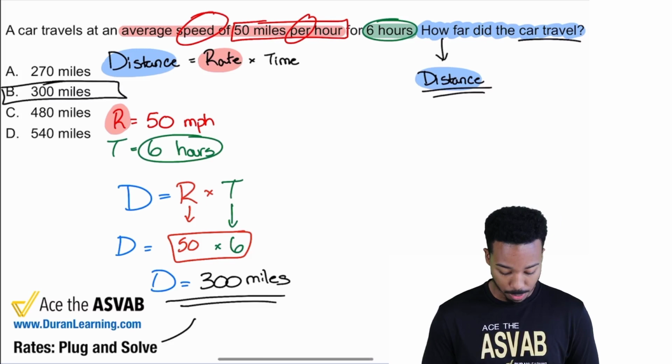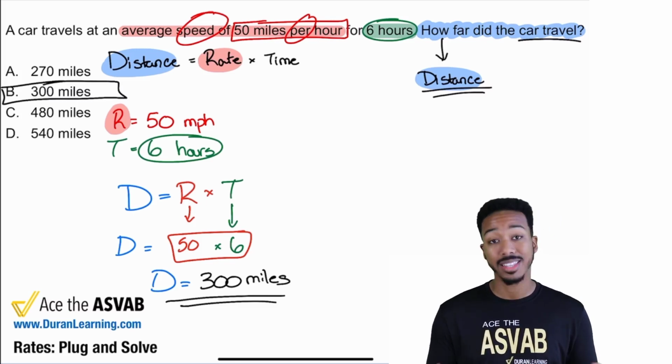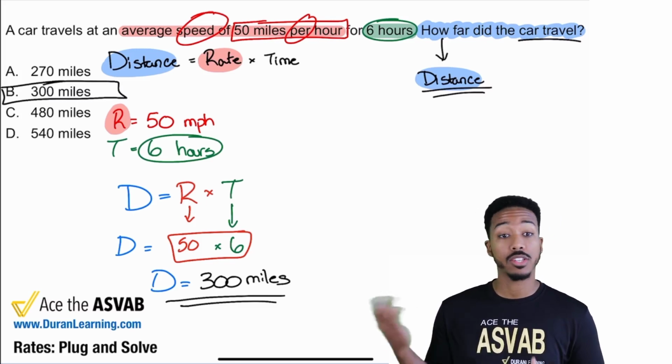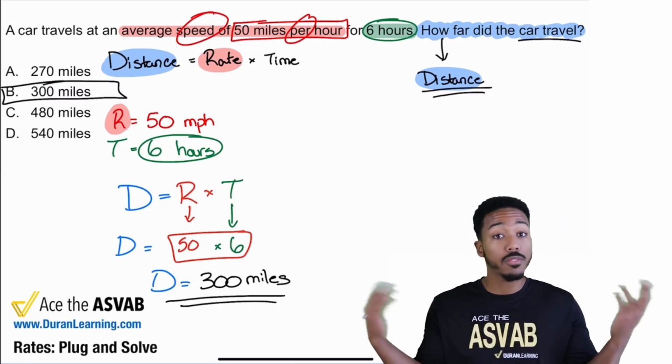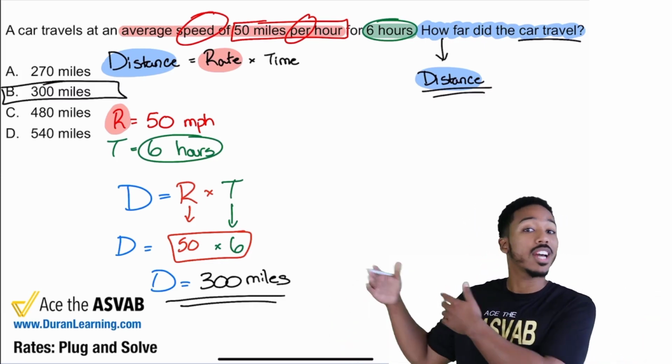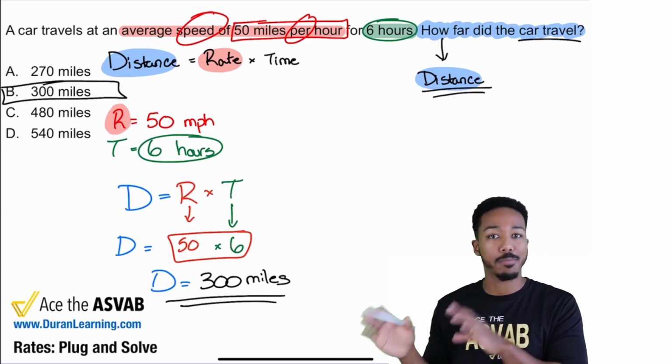Here, again, we're just plugging and solving in this scenario. Because again, they just tell you, hey, we are looking for the distance, the rate, or the time. We're looking for one of these three. And we're going to give you the other two pieces, plug them in the right places, and solve.